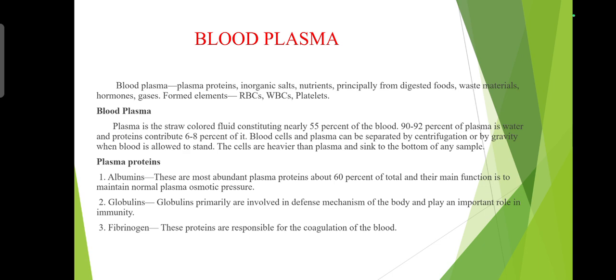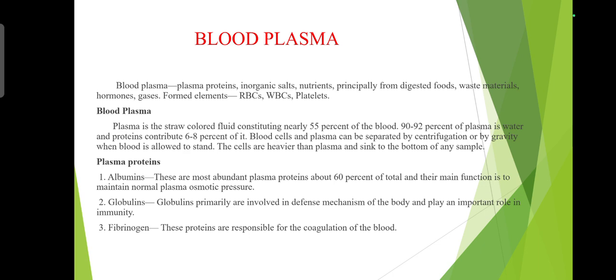Then blood plasma. What is the definition of blood plasma? Blood plasma is the straw colored fluid making up nearly 55% of blood. About 90 to 92% of plasma is water and proteins contribute 6 to 8%. Blood cells and plasma can be separated by centrifugation or by gravity when blood is allowed to stand. The cells are heavier than plasma and sink to the bottom of the sample.